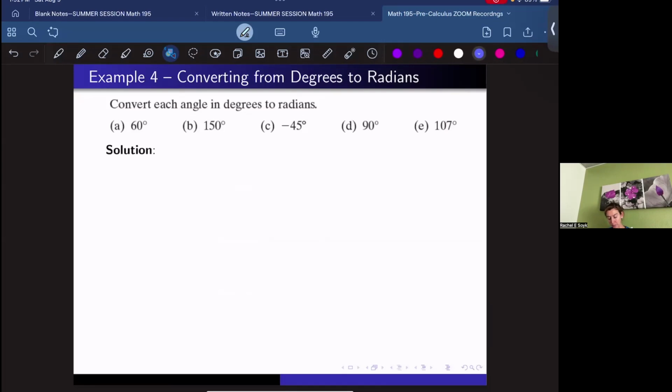So instead of dividing by pi and multiplying by 180, we're going to be dividing by 180 and then multiplying by pi. 60 as a fraction is 60 over 1, and then dividing by 180 multiplied by pi. Zeros cancel out. 6 over 18 is the same as 1 over 3. So we get pi over 3.